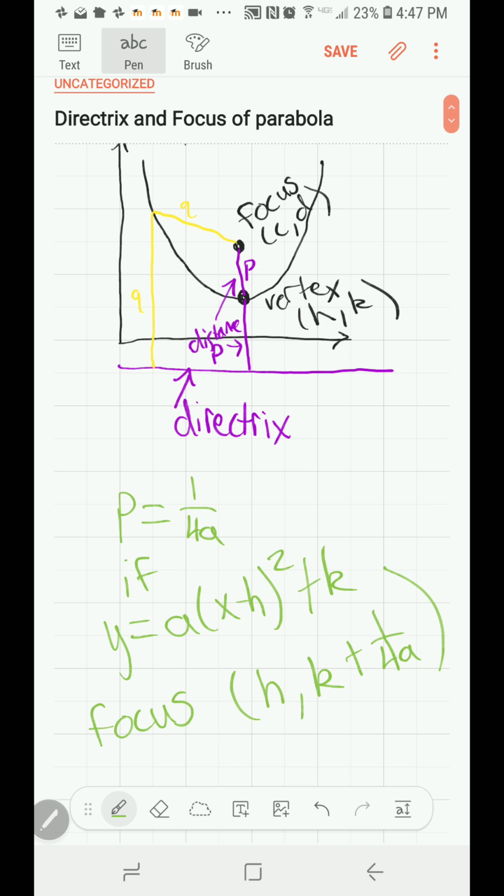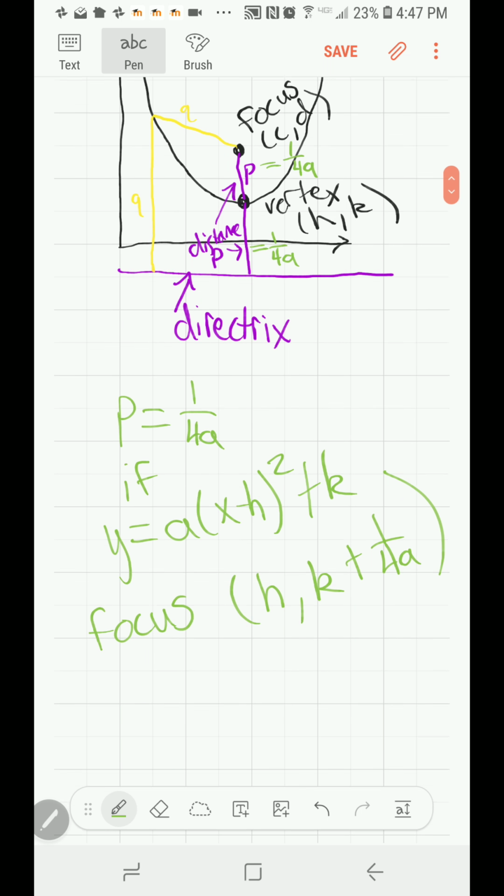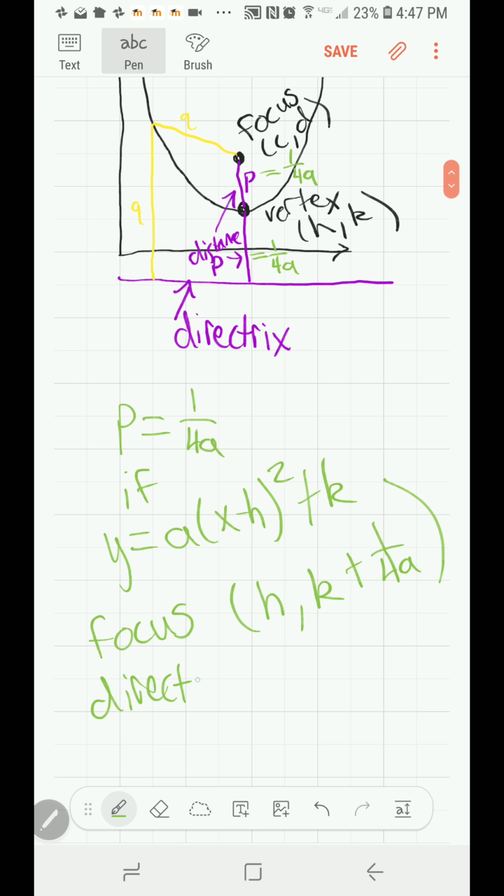The directrix is even easier. Once you have the focus, the directrix is just the same distance, 1 over 4a, lower than k or higher than k, depending on if your parabola is positive or negative. So here we went up p, or up 1 over 4a. Now here we're going to go down 1 over 4a to get to our directrix. So the directrix is simply, wow, that's terrible handwriting. In this case, it's the line y equals k minus 1 over 4a. And these equations work for vertical parabolas. You can find the directrix and the focus.